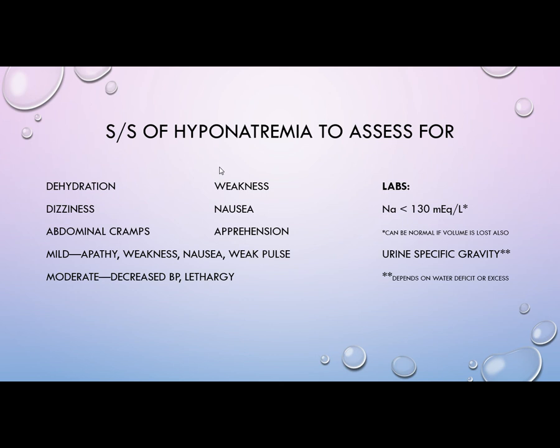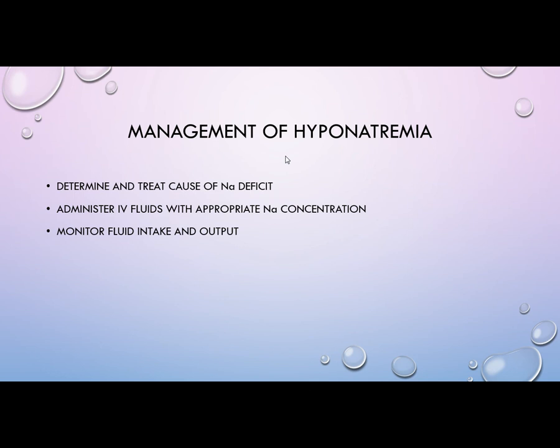but it can be up in the normal range as well if they are losing volume as well as electrolytes, okay? So in other words, if they are losing a lot of water as well as electrolytes, that sodium level might be within normal range. Also, their urine-specific gravity is going to depend on water deficit or excess in these. So are they hypovolemic or hypervolemic? Now, that's going to change the effects on their specific gravity.